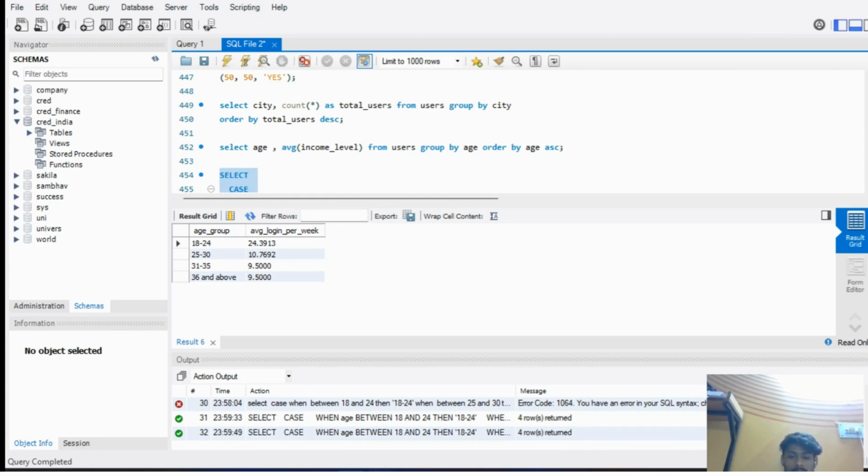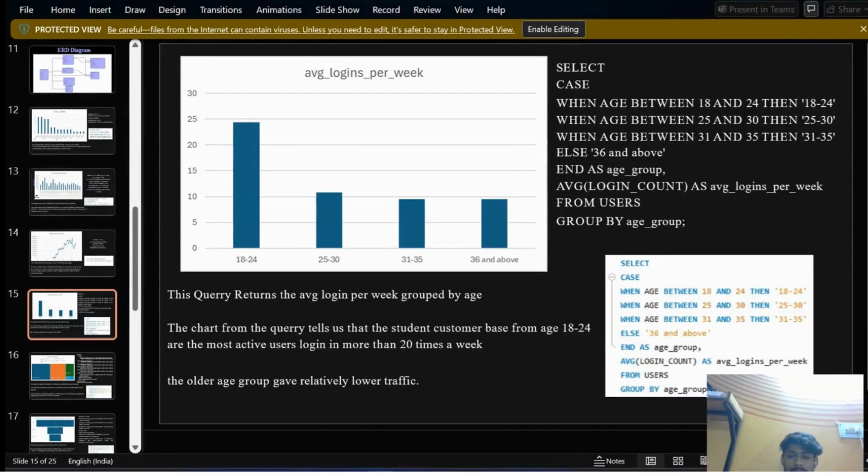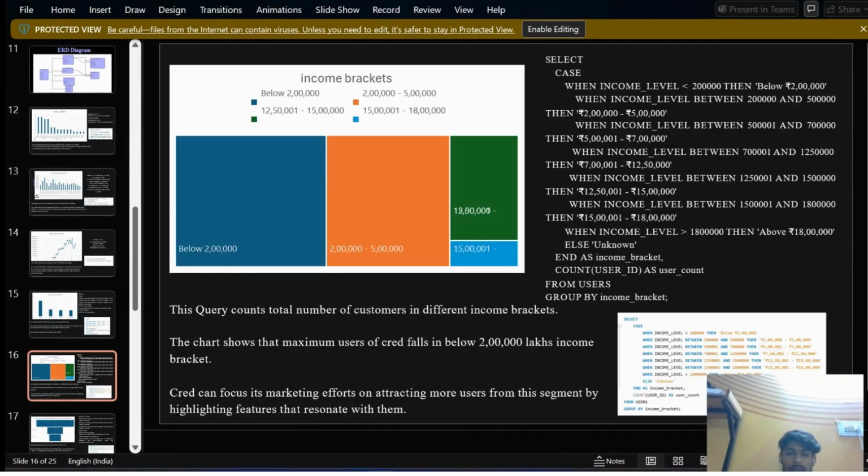So let's start another query. This query counts the total number of customers at different income levels. For example, if the income of a person is 15,000, it falls under the category of below 2 lakh. If the income is between 2 lakh to 5 lakh, there is another category. If it is between 12 lakh 50,000 to 15 lakh, another. There are four categories according to income level.